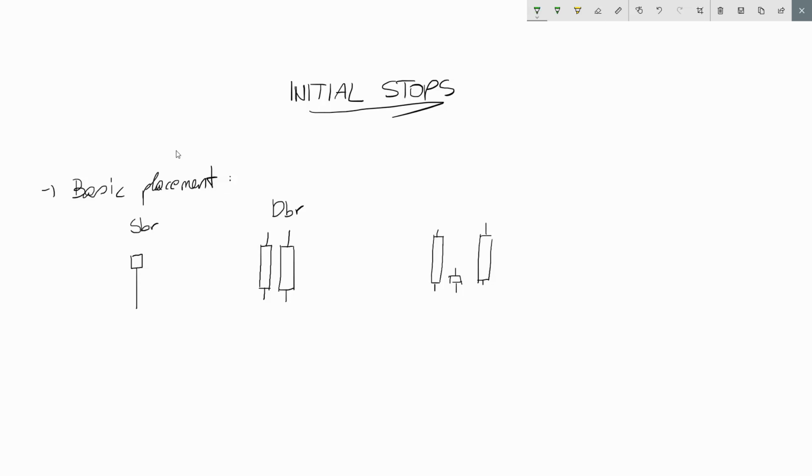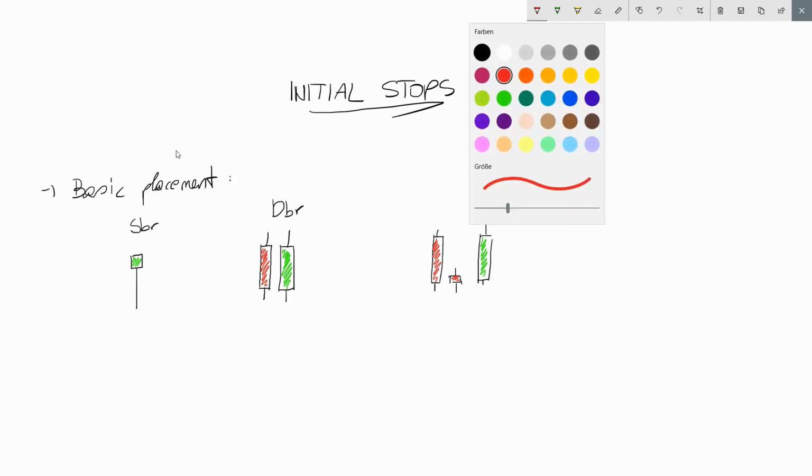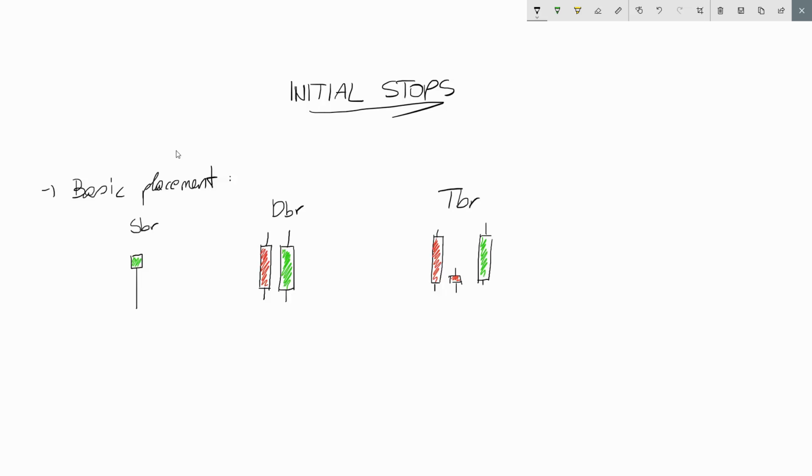So let's just quickly do some coloring here, that you just see. Oh, okay, this was too quick. I should not talk and draw at the same time. But now, of course the first one is the down one. Here we write triple bar retracement.